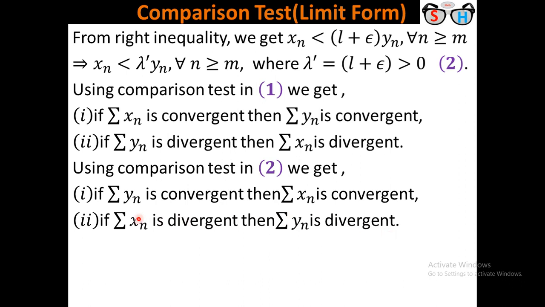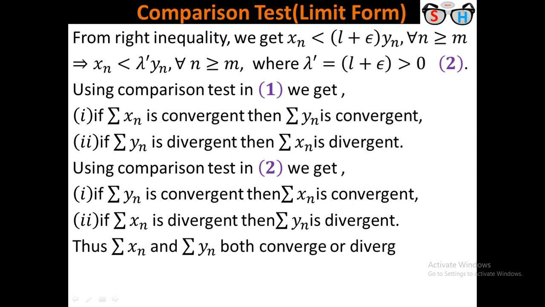Again, when yn is convergent, then xn is convergent. When summation yn is divergent, then summation xn is divergent. That is, xn convergent implies yn is convergent and is implied by it, and xn divergent is implied by summation yn divergent. Thus, summation xn and summation yn both converge or diverge together. This was the comparison test in limit form. I hope that you understand the theorem.